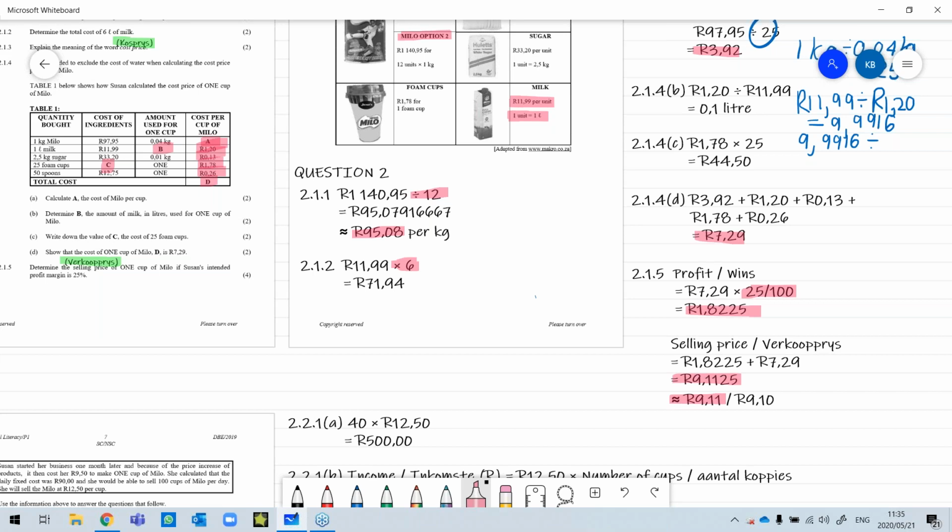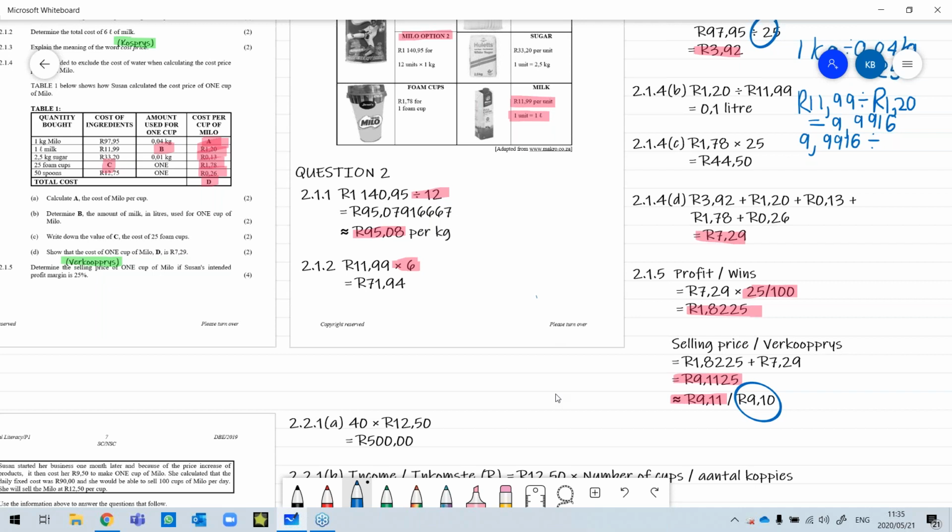R9.11. Now, the purpose for this R9.10 that I have included just after that is they no longer give you 1 cent and 5 cents as change. So they also don't create those cents anymore. Therefore, in reality, you would actually pay R9.10 for that cup.